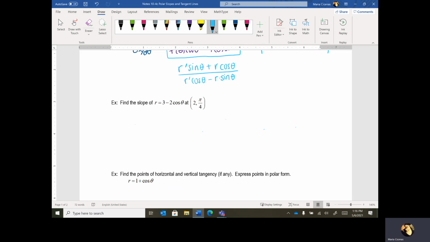If this were an AP question, it'd probably be a multiple choice type of question, and I would probably think of it in terms of the formula. So I would find the derivative of my function of r, which would be, let's see, the 3 will go away, cosine will be a negative sign, which will make it positive. So the derivative of r is 2 sine theta. And then I can write the derivative dy dx.